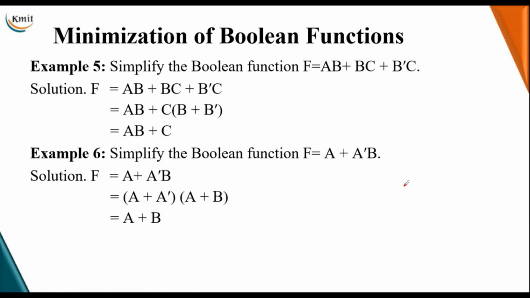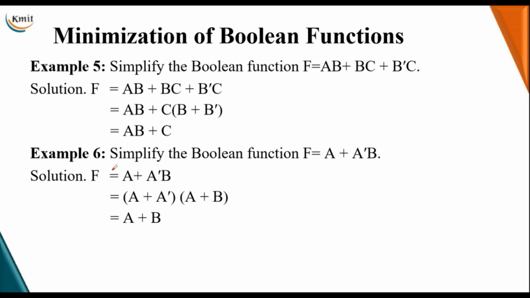Next, we will move to minimization of a function using Boolean laws with example 5. F is equal to AB or of BC or of B bar C. Here C is taken as common, B or of B bar is replaced with 1. Hence we have only three variables in two product terms: AB or of C.